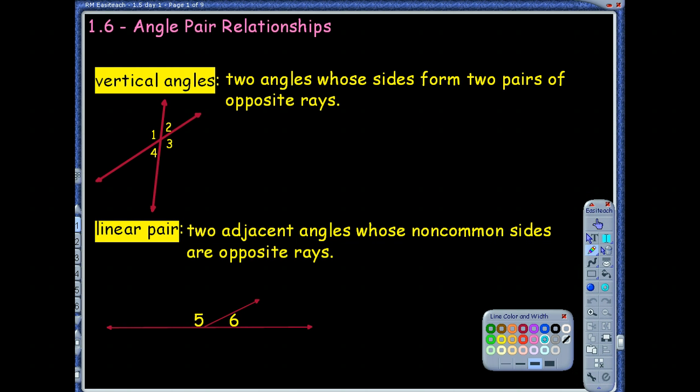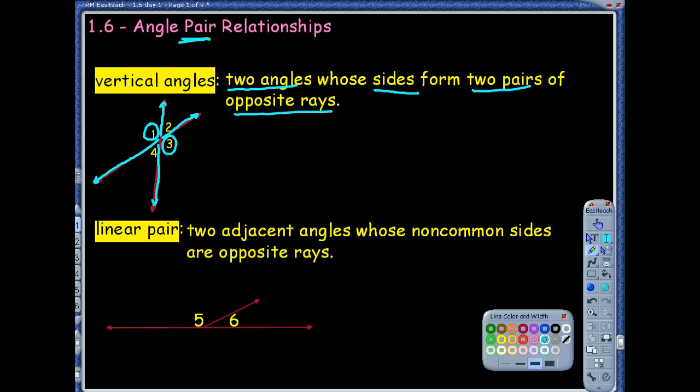The first term is vertical angles. Vertical angles are two angles, and again, these are angle pairs, so we're always talking about two angles whose sides form two pairs of opposite rays. Angle 1 and angle 3 would be considered vertical angles, and if I look at their sides, the sides of angle 1 form opposite rays with the sides of angle 3. So I can see the set of opposite rays here, as well as the set of opposite rays here.